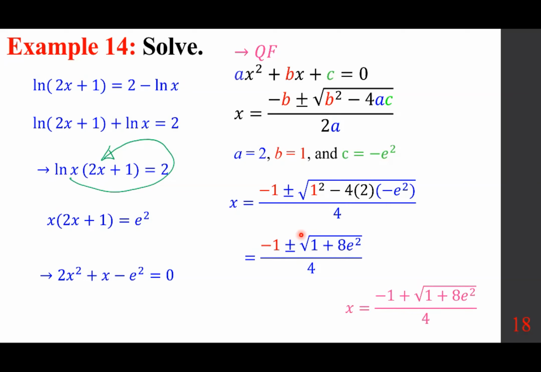So there are two answers here. Minus 1 minus the square root of 1 plus 8e squared, over 4, is a negative value, not acceptable. But this is definitely a positive value, and that is acceptable. And of course, it's simple. Definitely, this is larger than 1 and makes this expression positive.